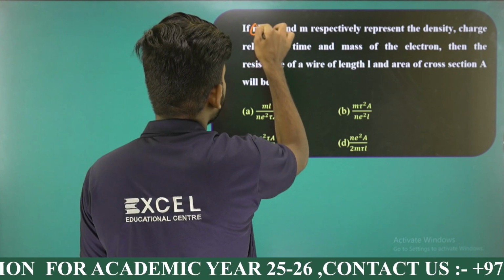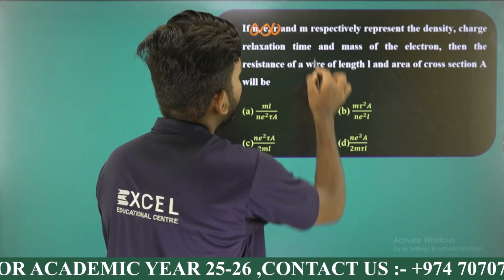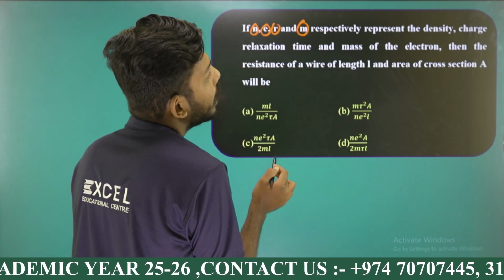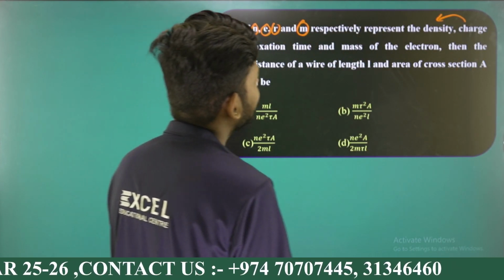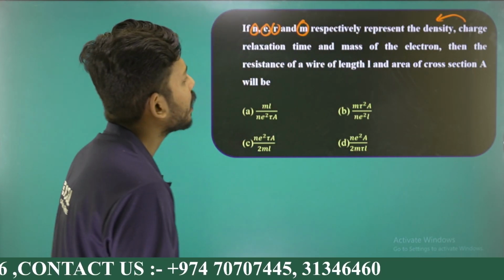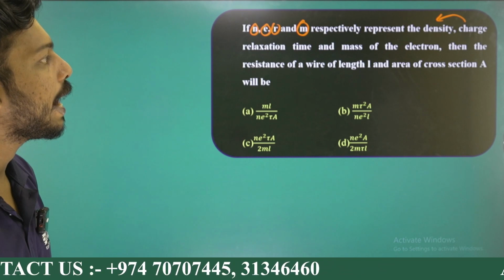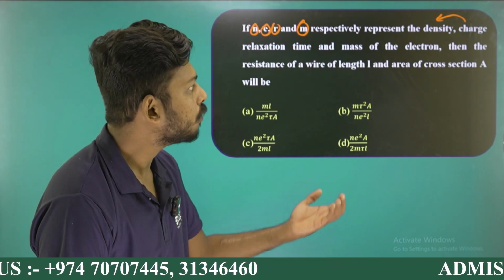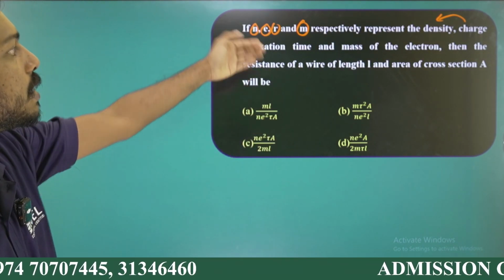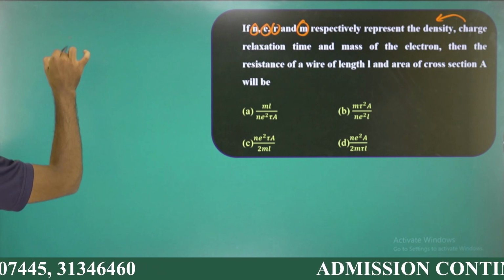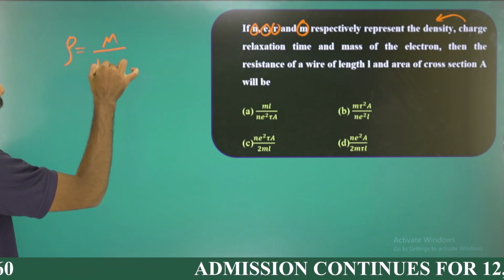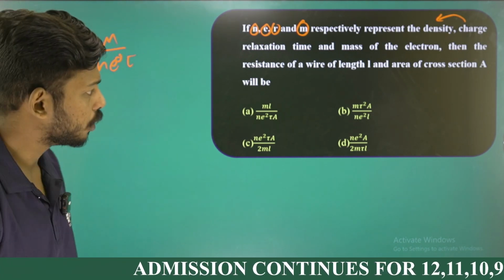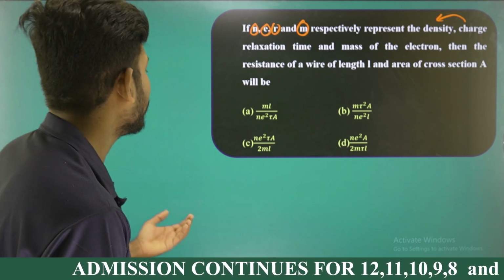If n, e, tau and m respectively are the charge density, the charge, the relaxation time and the mass of the electron, then the resistance of a wire of length L and area of cross section A will be. So you have to relate the resistivity with the relaxation time. How would you relate the resistivity with the relaxation time? Resistivity rho is equal to m divided by n e squared tau.